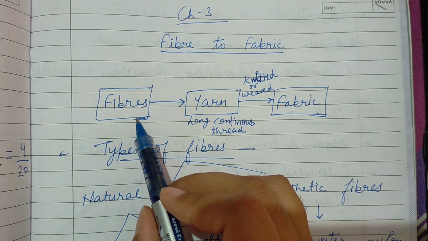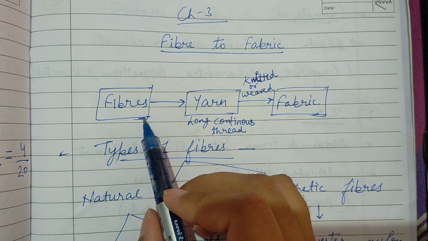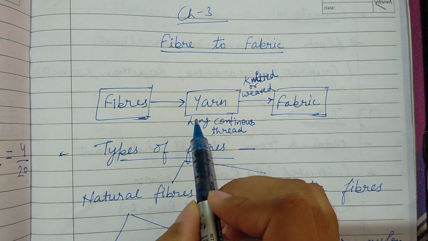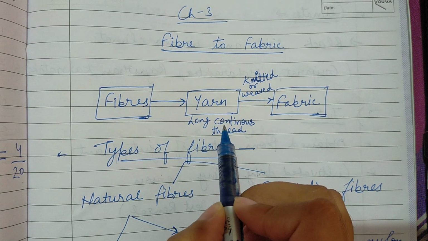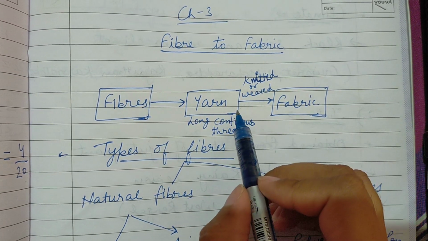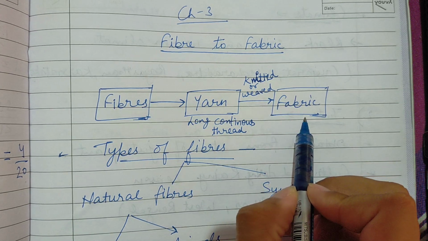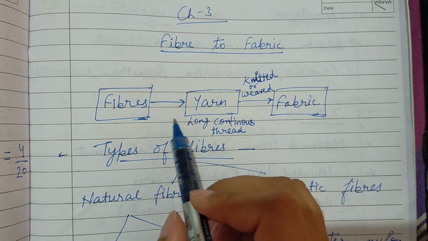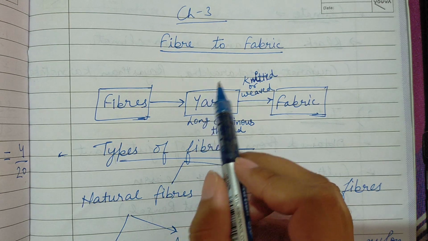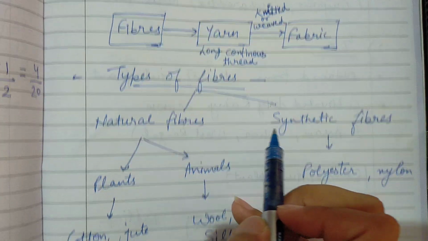Fibers are pieces of threads. Then these fibers are further converted into long continuous thread called yarn. Then that yarn is knitted or weaved into fabric. So it is a simple process. Fiber to yarn and then yarn to fabric.